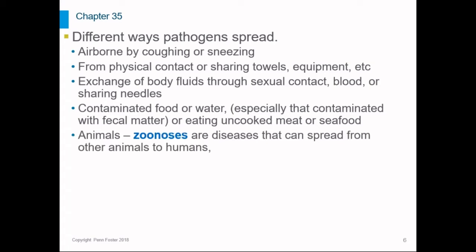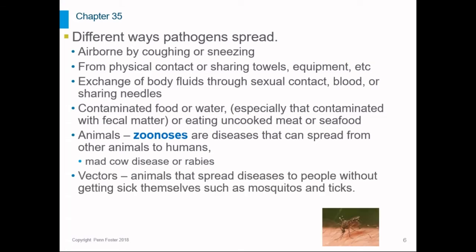Some can come directly from animals. Zoonoses are diseases that can spread from other animals to humans, such as mad cow disease or rabies. And by vectors. Vectors are animals that spread the disease to people without getting sick themselves, such as mosquitoes spreading malaria and ticks spreading Lyme disease.